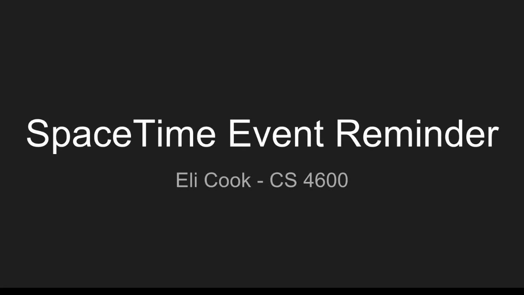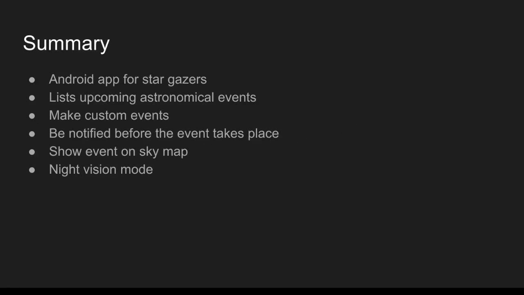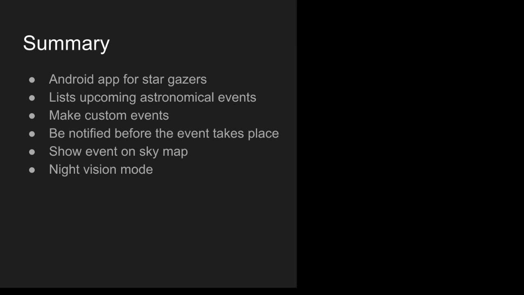My senior project is the Spacetime Event Reminder, which is an Android app for people who want to know about upcoming astronomical events and receive notifications about those events before they take place. The main features of the app include a list of upcoming sky events, the ability to make custom events, and letting the user set reminders and when those reminders go off. Other features include letting the user see where in the sky the event takes place and a night vision mode.